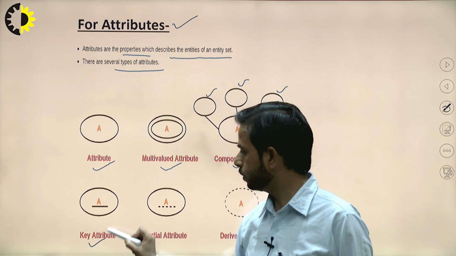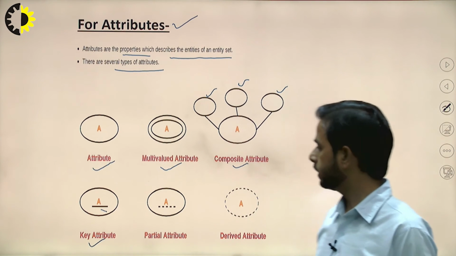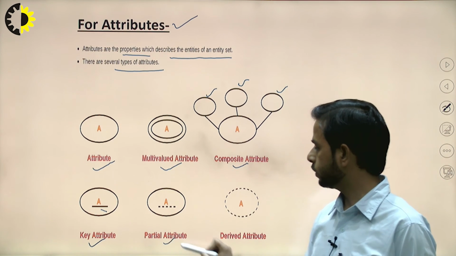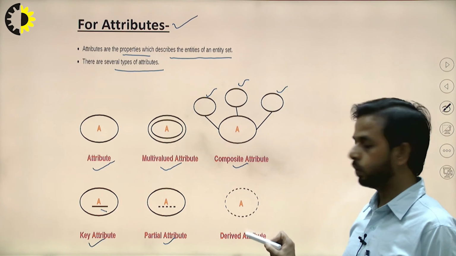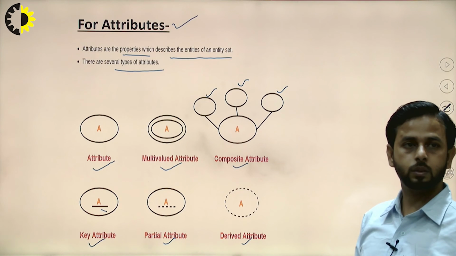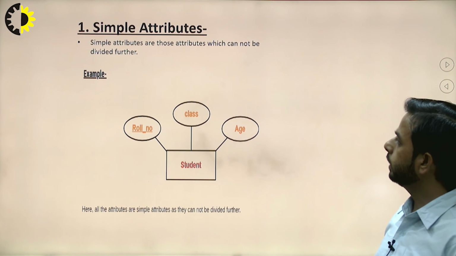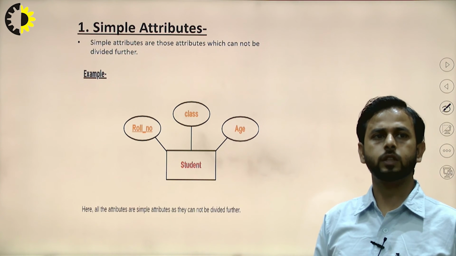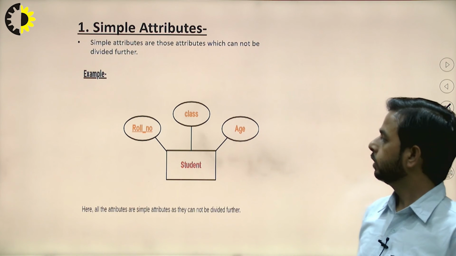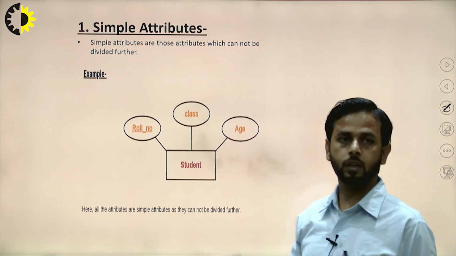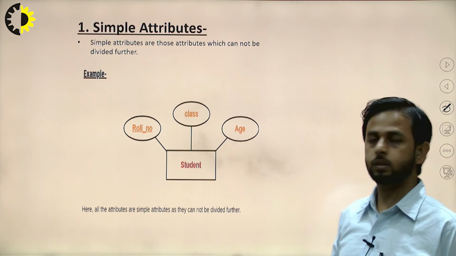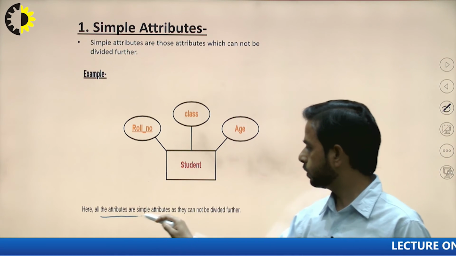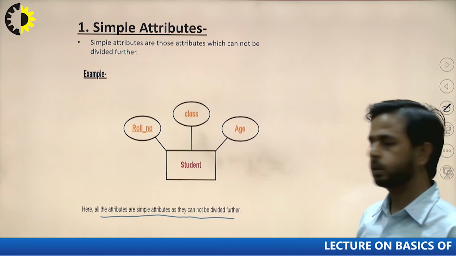Next is the key attribute. The underline shows that it is a key attribute. The dotted underline shows that it is a partial key attribute, and the dotted oval symbol shows that it is a derived attribute. Let's see one by one. Simple attributes are those attributes which cannot be divided further. Suppose roll number cannot be divided further, class cannot be divided further, and age also cannot be divided further. Here all the attributes are simple attributes as they are not divided further.